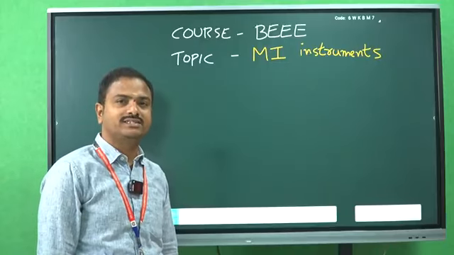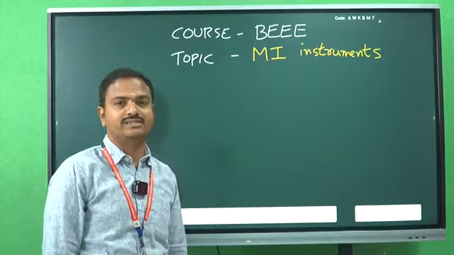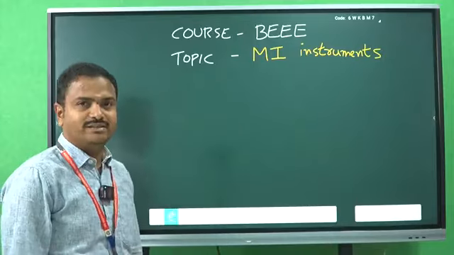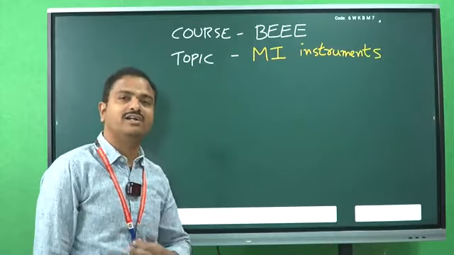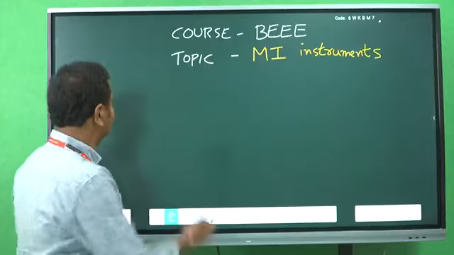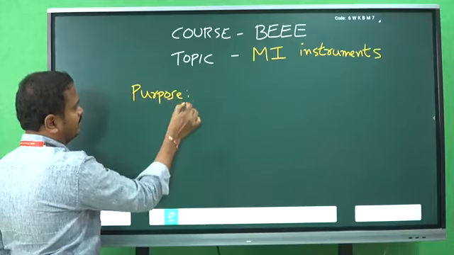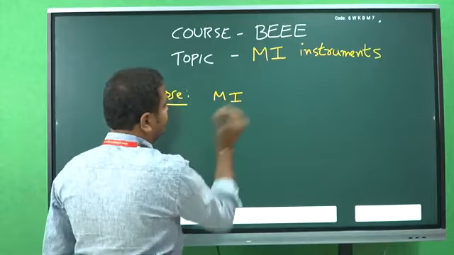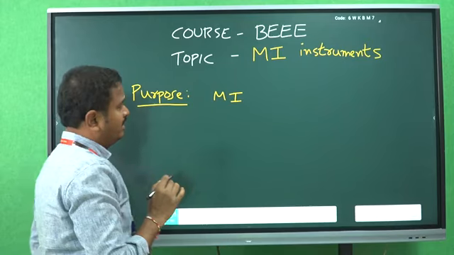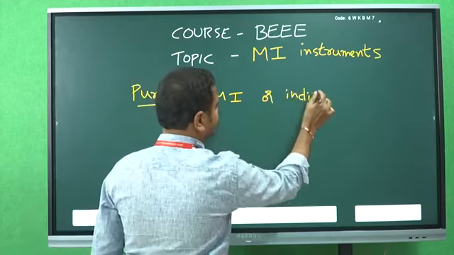Today, I am going to discuss measuring instruments, that is, moving iron instruments. What is an MI instrument? MI instruments are analog instruments and indicating instruments. What is the purpose of MI instruments? MI instruments are indicating instruments.